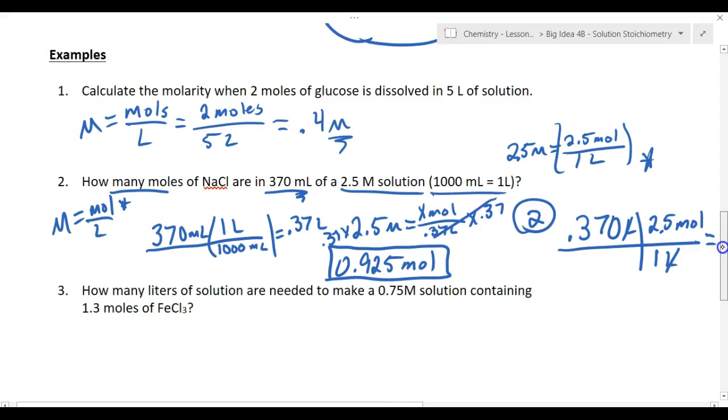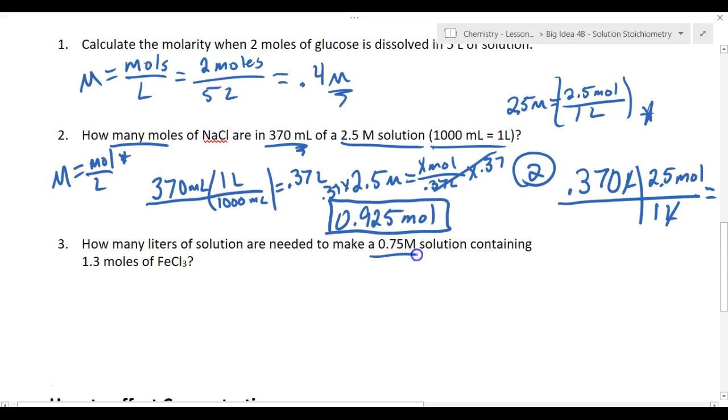Now our third one, we have 0.75 molarity, 1.3 moles of iron chloride. And what we're doing is we're looking for liters. So if you want to do it in the equation, our molarity is equal to moles divided by liters. We have 0.75 molarity, and we have 1.3 moles over an X number of liters.